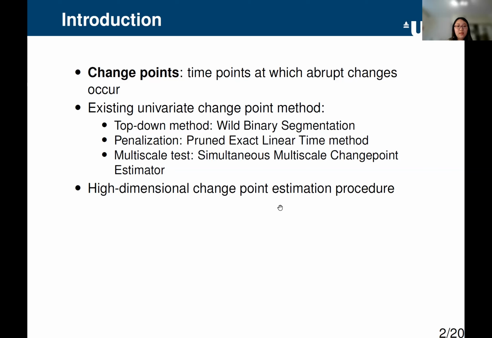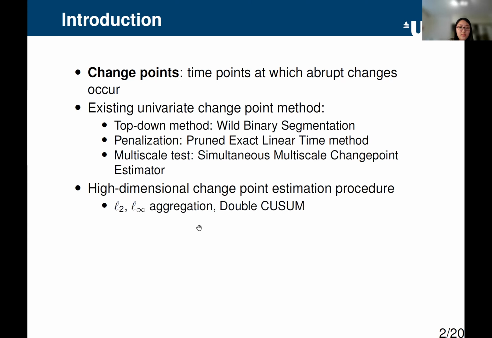Existing univariate change point methods include these three kinds. Top-down methods like wild binary segmentation, methods through penalization like the PELT (pruned exact linear time) method, and the last one is the multi-scale test like the simultaneous multi-scale change point estimator. However, these methods are inadequate for high-dimensional change point estimation. High-dimensional change point estimation procedures are based on the so-called CUSUM transformation, which I will give a formal definition later.